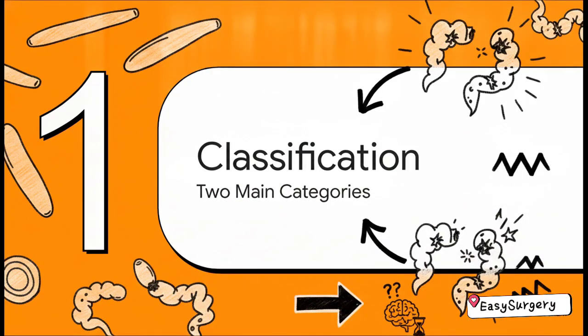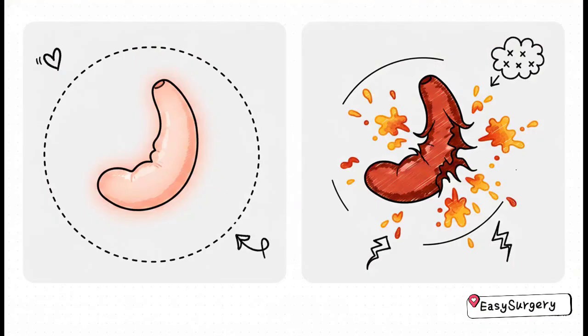Classification, uncomplicated versus complicated. So let's break down these two main buckets, because the World Society of Emergency Surgery divides this disease strictly along these lines. When we say uncomplicated acute appendicitis, we literally mean the inflammation is strictly confined to the appendix itself. It's simple. There is absolutely no perforation, no abscess, and no diffuse peritonitis.